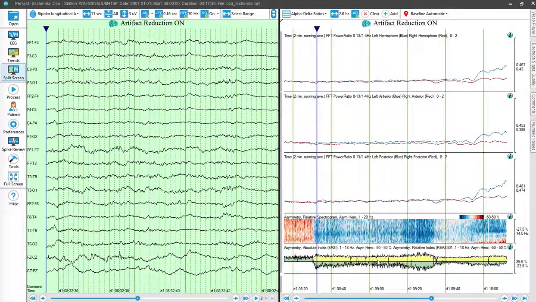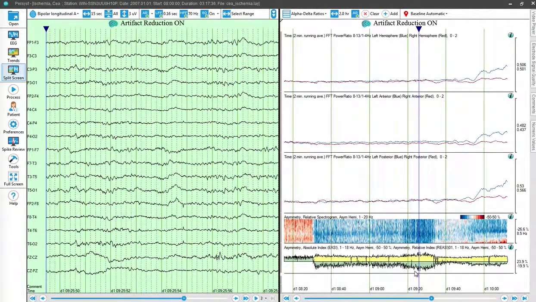relative asymmetries. So let's go a little further along during that subsequent change where we have another loss of faster frequencies over a little bit longer period of time. That dark patch is represented by a swelling of the symmetry index. We see an increase in negative values for the relative and a slight increase in the absolute values.